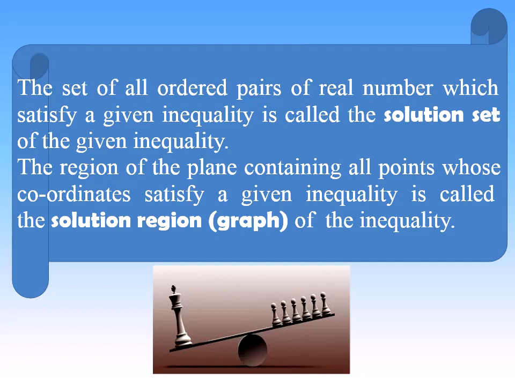Now we need to know the solution set and the solution region. The set of all ordered pairs of real numbers which satisfy a given inequality is called the solution set of the given inequality. And the region of the plane containing all points whose coordinates satisfy a given inequality is called the solution region or graph of the inequality.